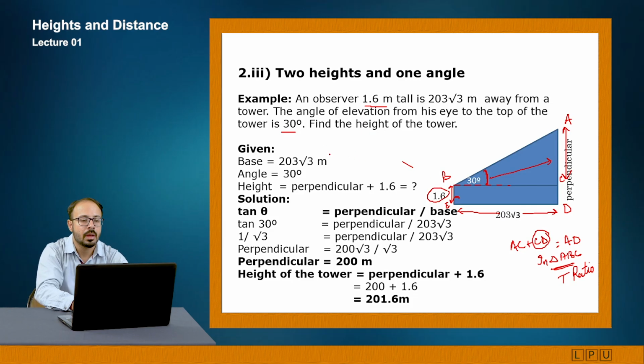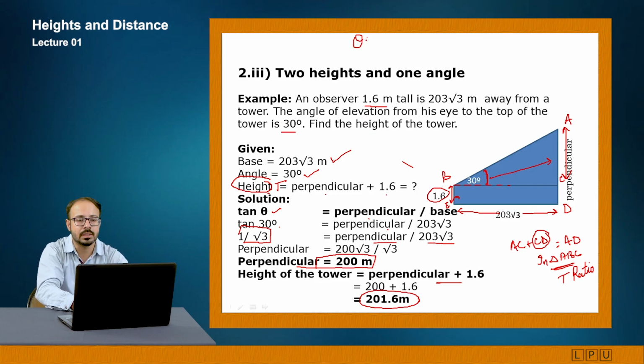So this is what I have written. The base value is with me, that is 20 root 3. The angle is 30 degrees. The height of the tower is the perpendicular plus 1.6, so the perpendicular I can find. Tan theta is equal to perpendicular upon base. Tan 30 degrees, 1 by root 3, is equal to P upon 20 root 3. So if you solve this, the perpendicular is 20. But this is not my answer. I need to find the height of the tower. Height of the tower is the perpendicular plus 1.6, so 21.6.